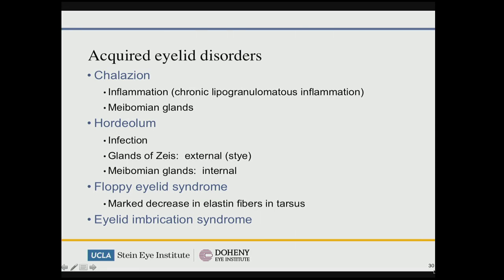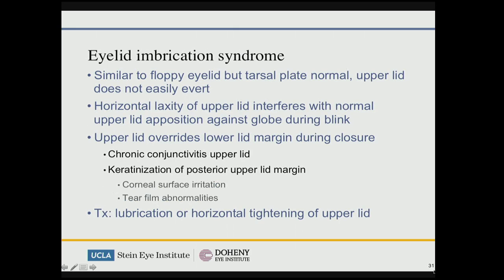So moving on to acquired eyelid disorders, chalazion is an inflammation involving chronic lipogranulomatous inflammation from the meibomian glands. Hordeolum is typically infectious, from the glands of Zeis if it's external, or from the meibomian glands if it's internal. Floppy eyelid syndrome, as we mentioned earlier, shows a marked decrease in elastin fibers in the tarsus. And then there's eyelid imbrication syndrome.